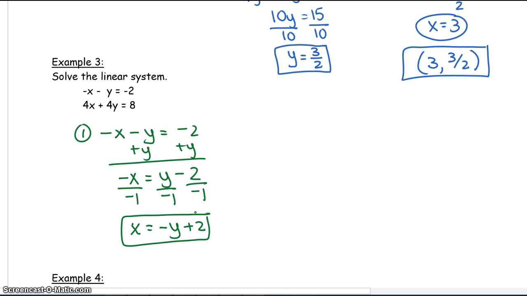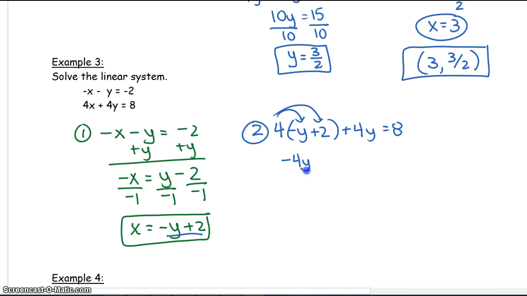Now we're going to take this first equation that we transformed and put it into the second equation. So here's the second equation. It's 4 times, instead of X, we're going to write negative Y plus 2, plus 4Y equals 8. So distribute, and now we're getting into solving mode. We have negative 4Y plus 8 plus 4Y equals 8.